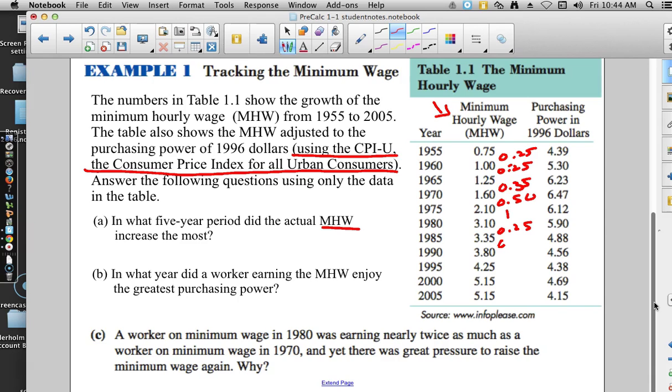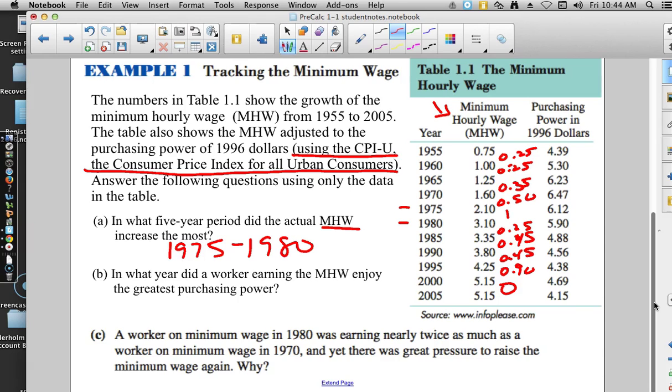$3.35 to $3.80 is going to be 45 cents. And then we have $3.80 to $4.25, another 45-cent increase. $4.25 to $5.15, almost $1. That's 90 cents. And then $5.15 to $5.15, nothing. Absolutely nothing. So in what 5-year period did the actual minimum hourly wage increase the most? Well, that would be from $2.10 to $3.10, so 1975 to 1980.